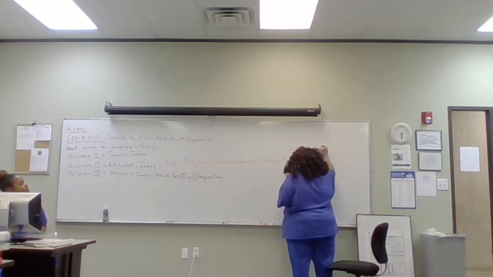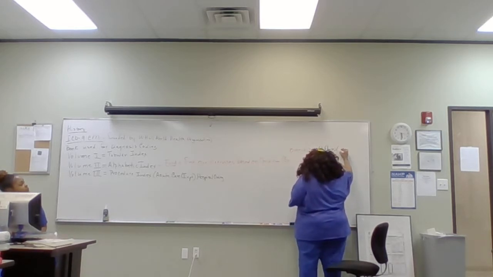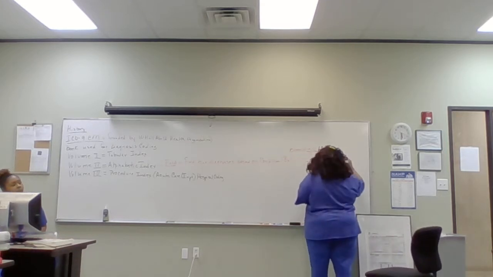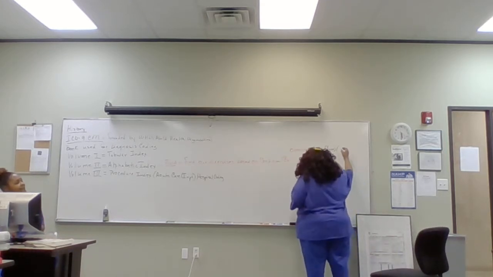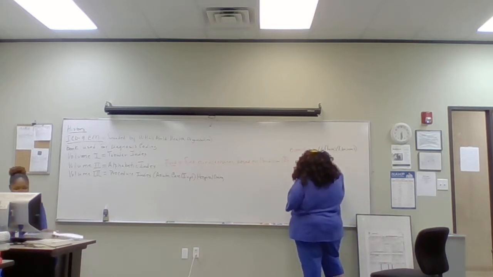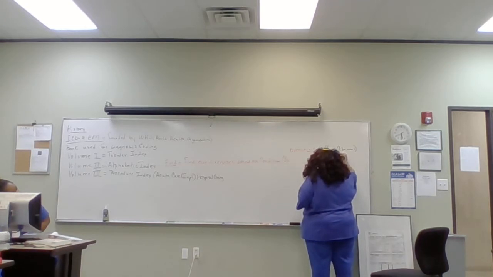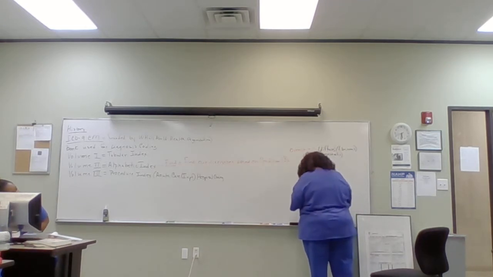What is the first word? Diffuse. What else? Fibrinous, F-I-B-R-I-N-O-U-S. And what's the next one? Hypostatic, H-Y-P-O-S-T-A-T-I-C. Yes, great.